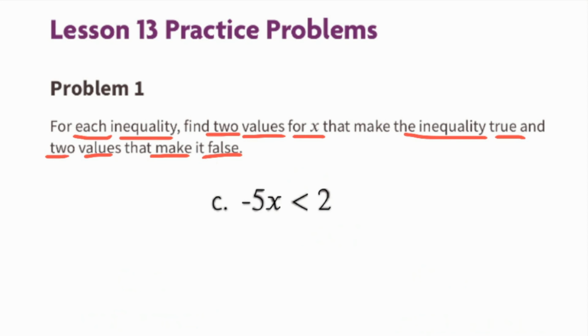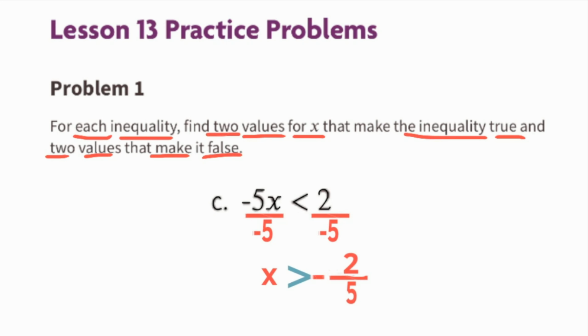C. Negative 5x is less than 2. Divide both sides by negative 5. Since a negative divided by a negative is a positive, you're left with a positive x. And on the right-hand side, you have a positive divided by a negative, so you're left with a negative 2 over 5. Notice when we divided both sides by negative 5, the x became a positive. When we did that, we needed to change the inequality sign from a less than to a greater than.